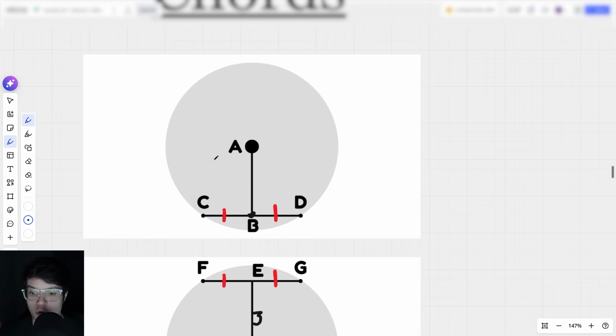Besides that, there's no other main things you should need to know for the SAT, at least in the current form of the SAT as of July 2026. So that is it. Here's some practice problems on this concept.